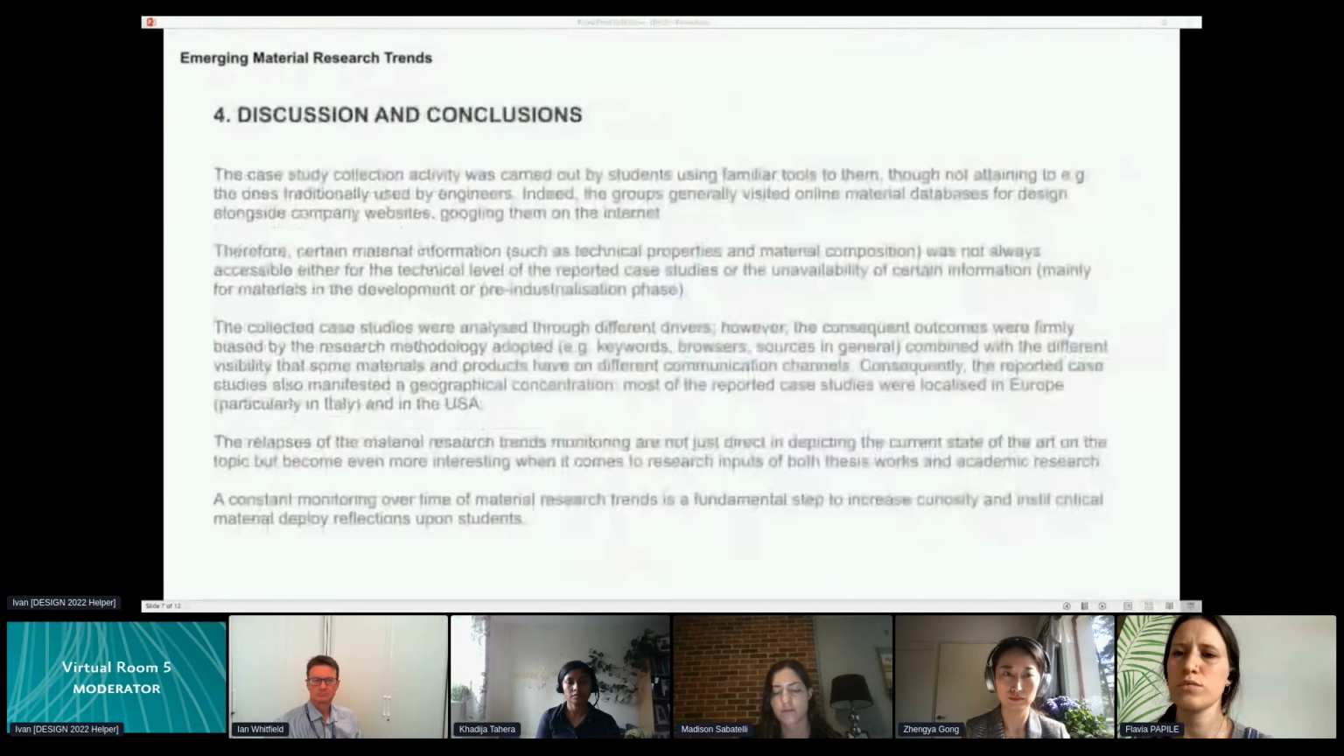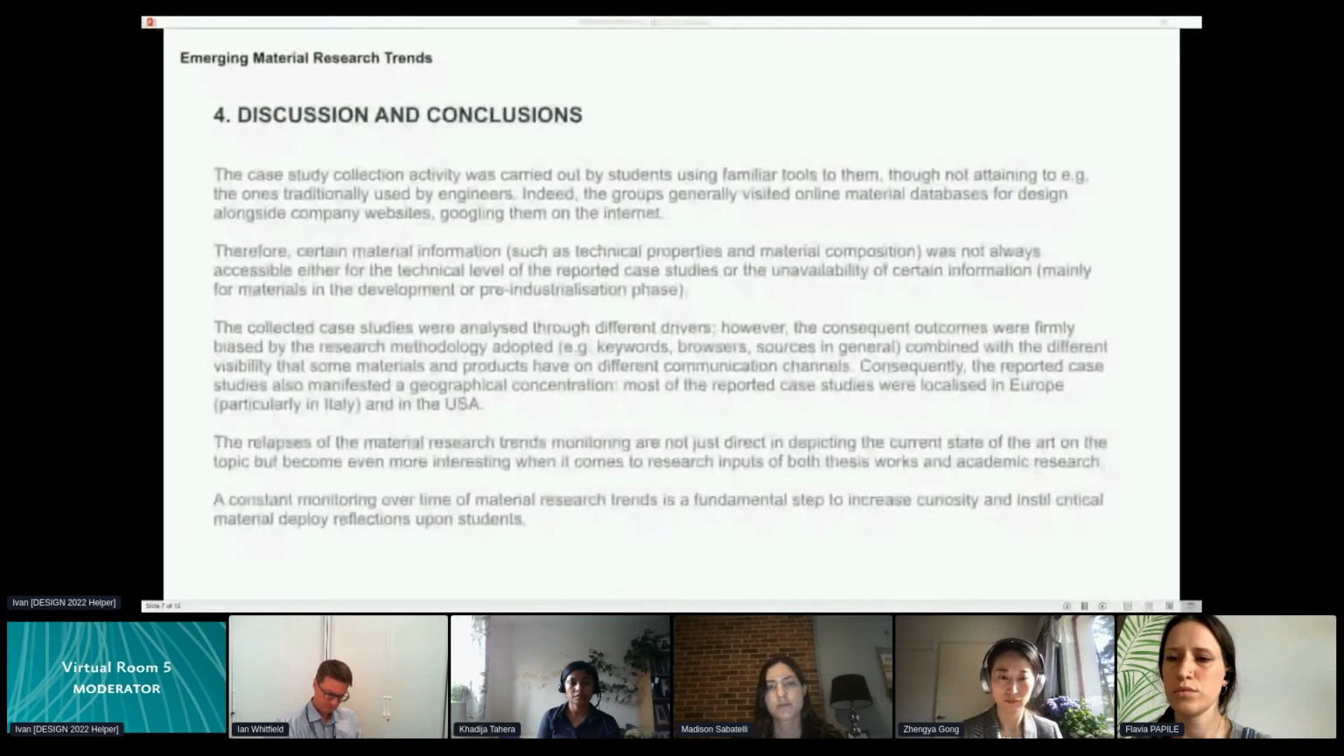The case study collection activity was carried out by students using familiar tools to them, not attending, for example, the ones that traditionally are used by engineers. Since the collected case studies were retrieved through different drivers, the consequent outcomes were firmly biased by the research methodology adopted by every single student.